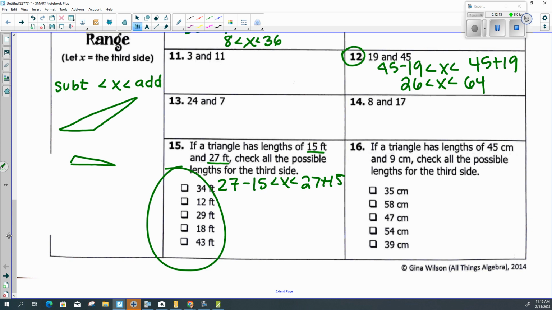Brianna, what did you get for the 27 minus 15? 42? Yes. So what numbers are between 12 and 42? Yes. No. It says less than, not less than or equal to. 29 works. 18 works. Does 43 work? 43 is too big, and 12 is equal, so those two don't work.